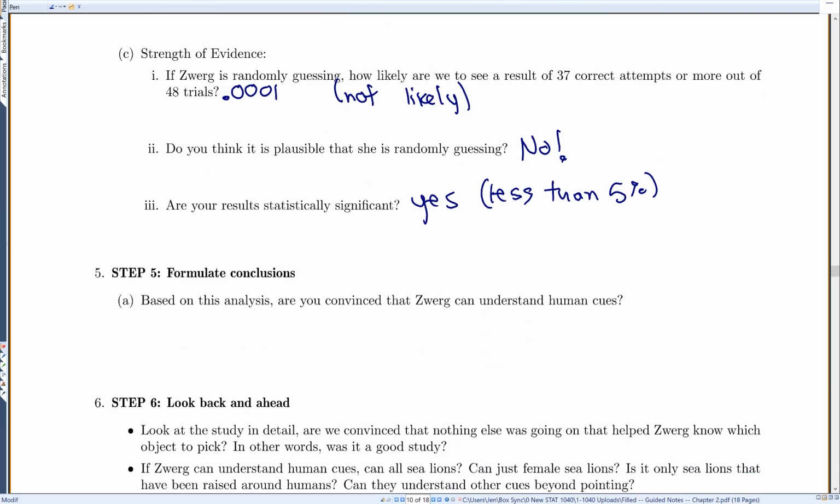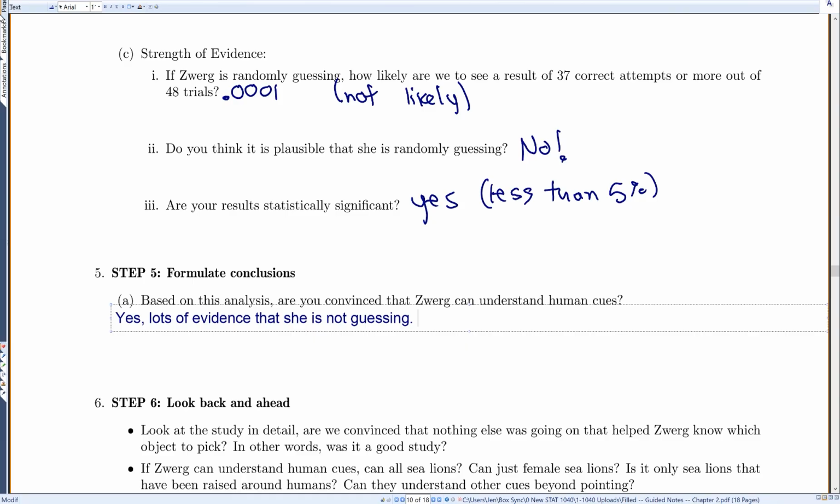Let's formulate our conclusions. So based on this analysis, are you convinced that Zwerg can understand human cues? So I'd probably say yes. I feel like there is lots of evidence that she is not guessing. So lots of evidence that she can understand human cues.